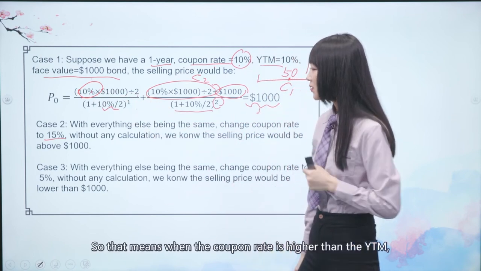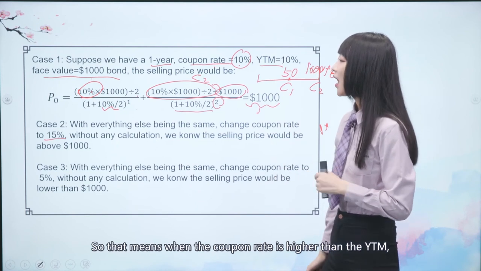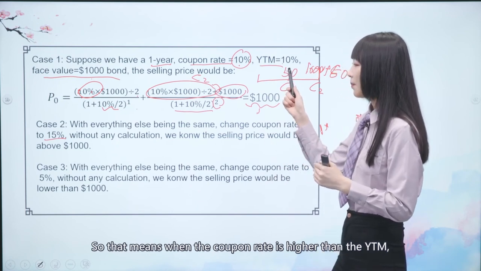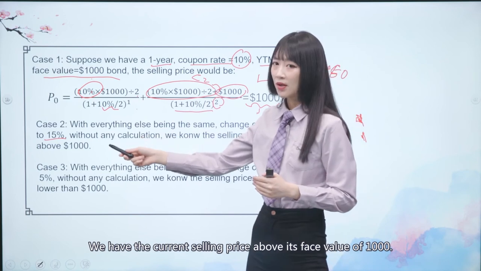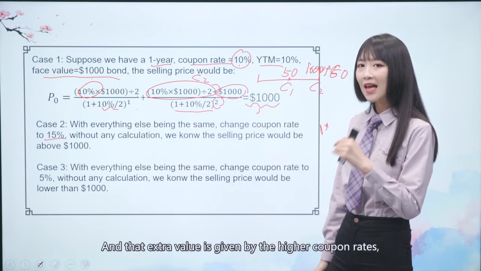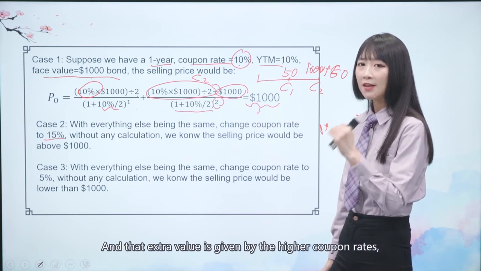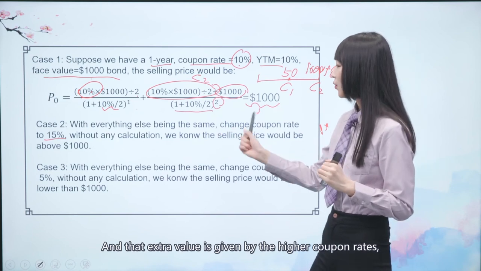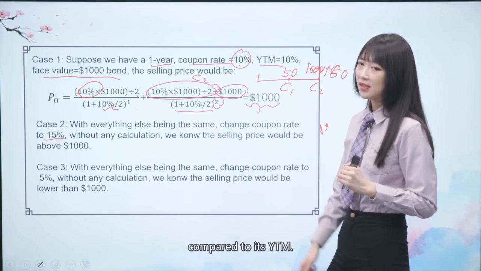So that means when the coupon rate is higher than the YTM, we have the current selling price above its face value of 1,000. And that extra value is given by the higher coupon rates compared to its YTM.